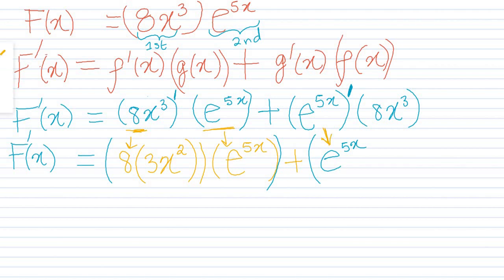But that's not all. Then you have to do the derivative of whatever the power of the exponential function is. And what is the power of e? The power of e is 5x. So multiplied by the derivative of 5x. So we're going to do 5x prime.